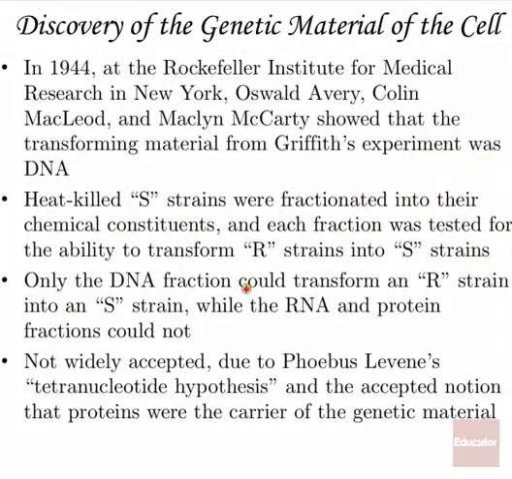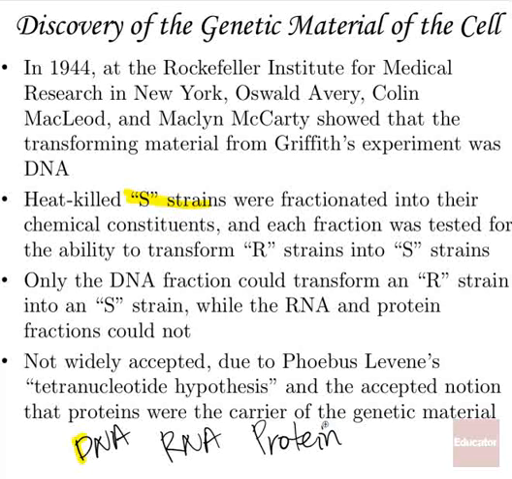Okay, so in 1944, now we have Avery, McLeod, and McCarty at the Rockefeller Institute showing what the transforming principle was. All right, now they say that it's DNA. And how did they do this? They took this heat-killed S strain. They fractionated it into DNA, RNA, and protein. Right? And each fraction was tested for their ability to transform the R strain into the S strain.